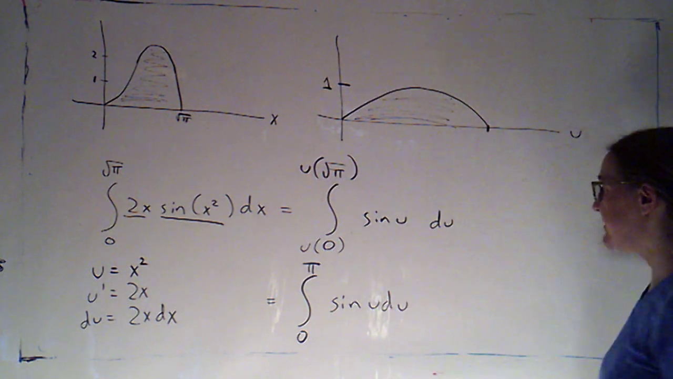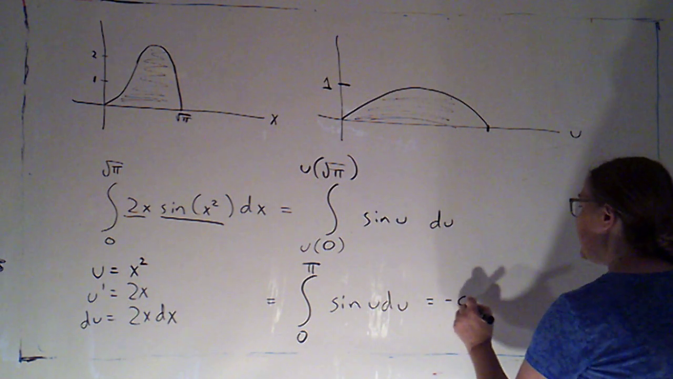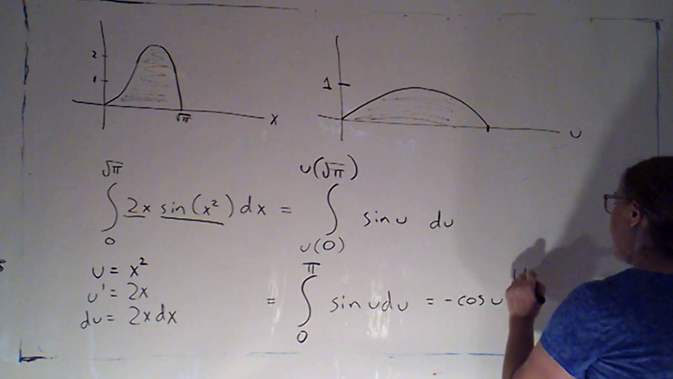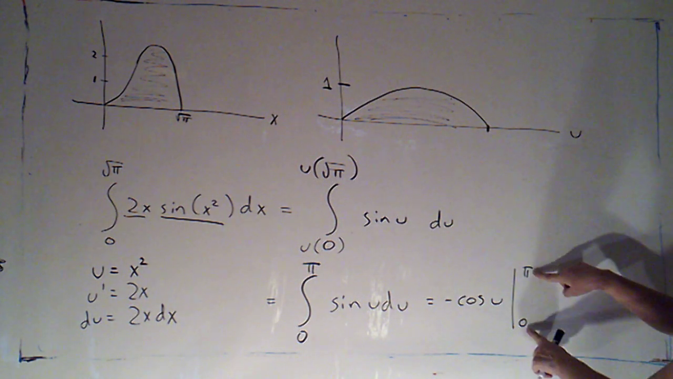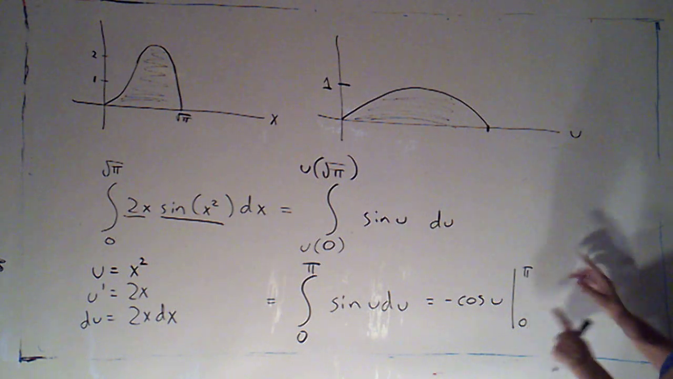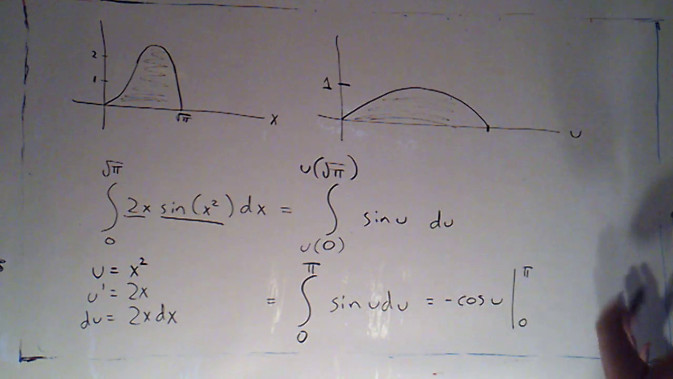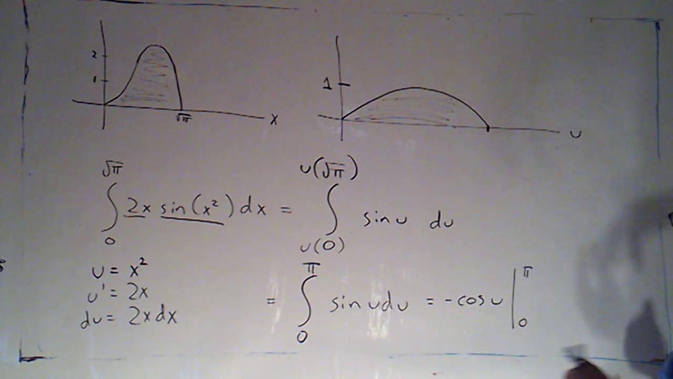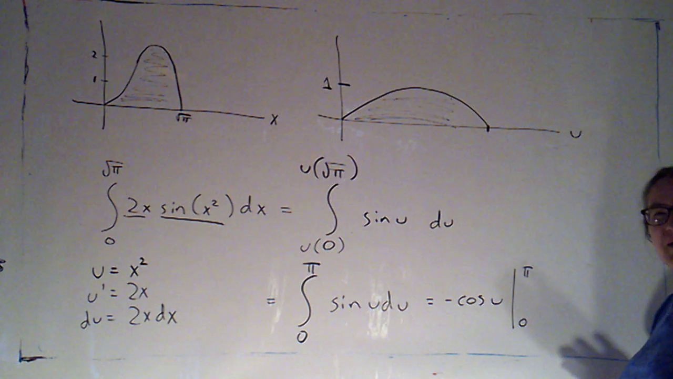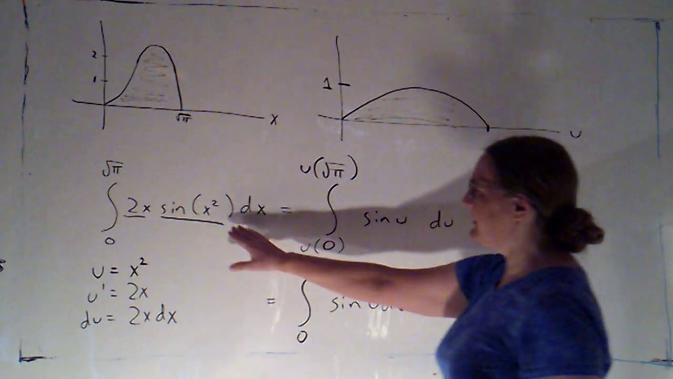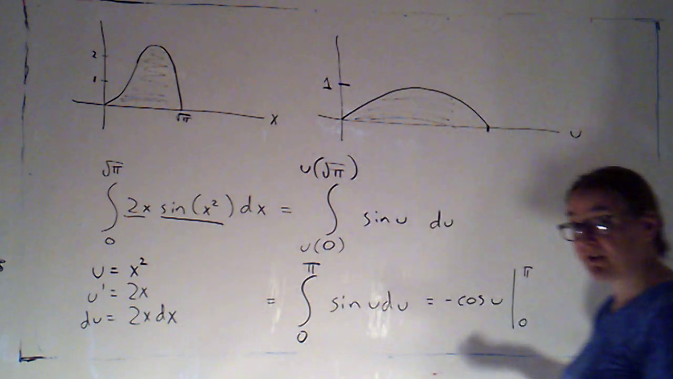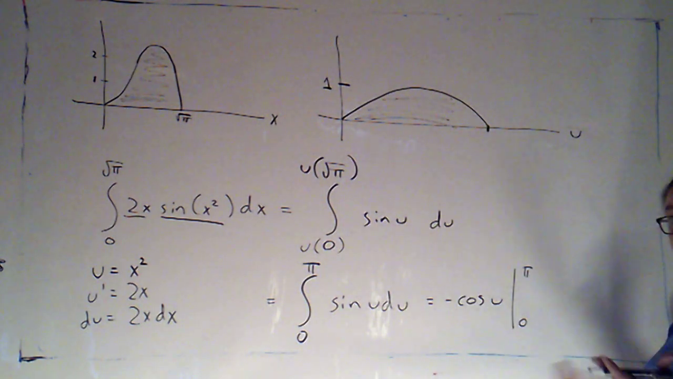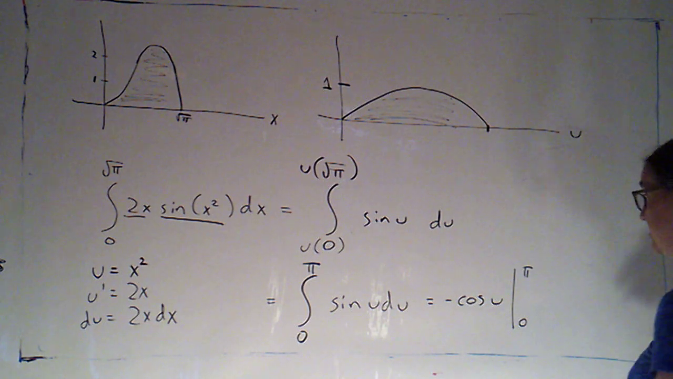So an antiderivative of sine would be negative cosine of u, evaluated between pi and 0. Now, since these are u values, I don't need to, in this case, go back to x, because I'm not going to have any variables in my answer. If I have a definite integral, I'm going to be plugging in the limits of integration. And as long as I'm plugging in u values for u, or x values for x, I'm good to go.